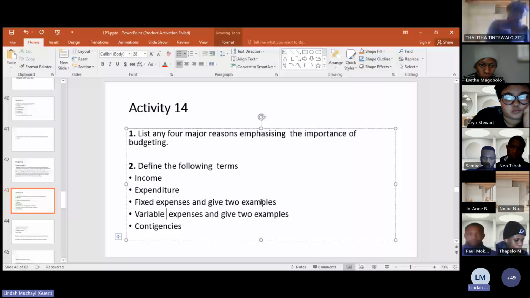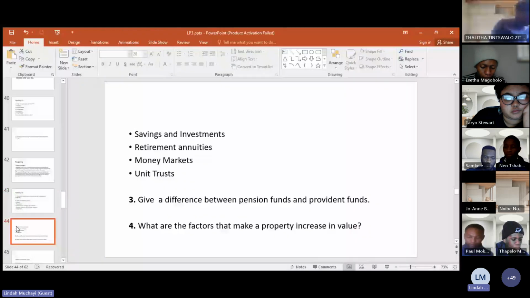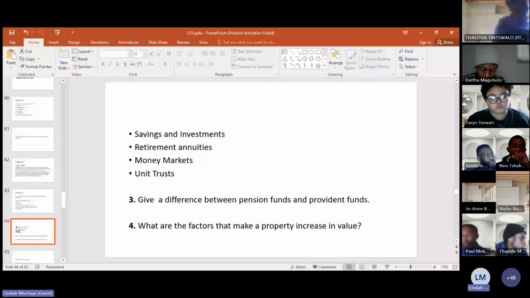Then contingencies. Savings and investments, you define it. Retirement annuities, money markets, unit trust, you define it as well. Then the third one, give a difference between pension funds and provident funds. This normally applies like if you are permanently employed, you get a pension fund, and if not, you get a provident fund. Then number 4, what factors make a property increase in value?